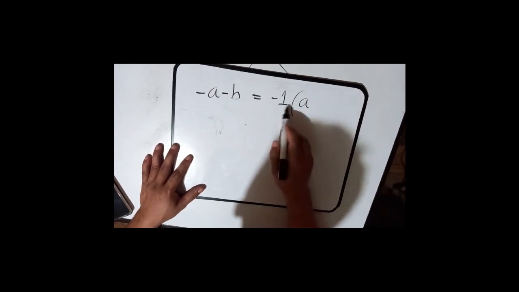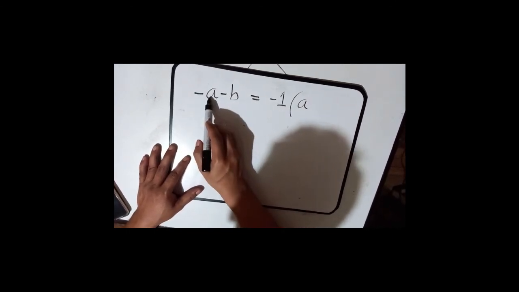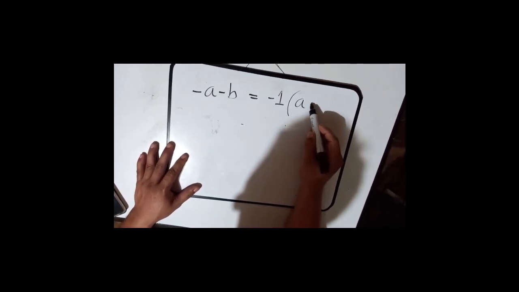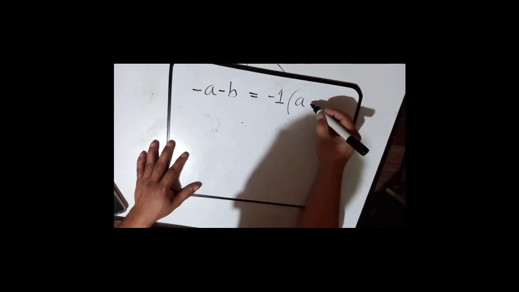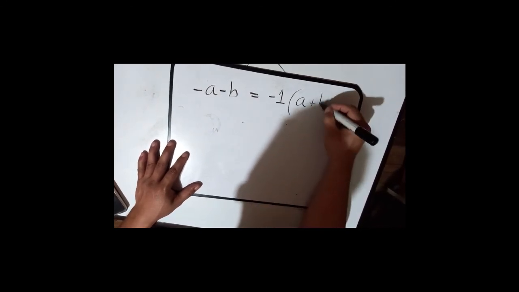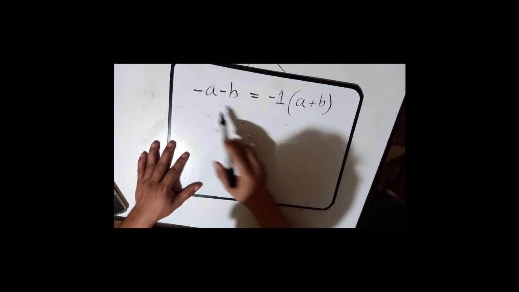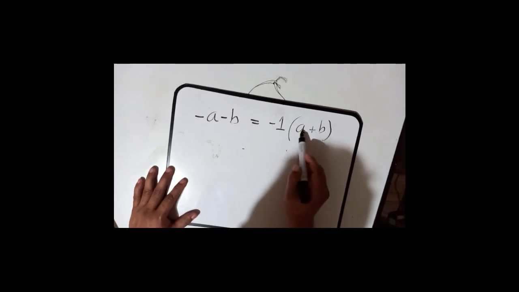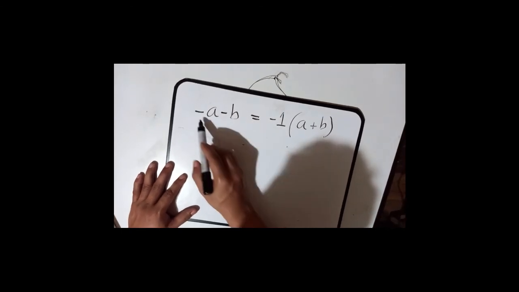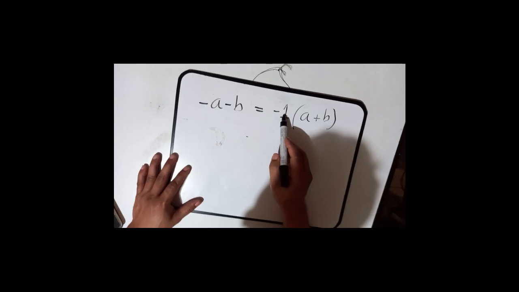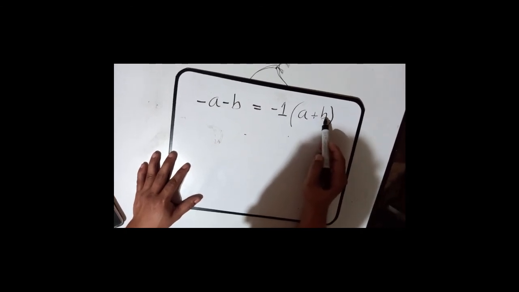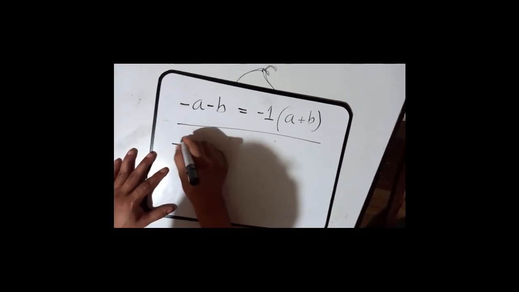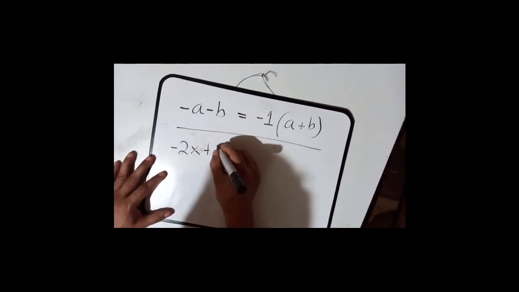Negative 1 times a will give us negative a. And what sign should we use here so that we'll be able to get negative? So we'll use positive here and then b. So that is now the factor of negative a minus b. So let's examine. Negative 1 times a will give us negative a. Negative 1 times positive b will give us negative b. So there you go. Another example, let's say 2x plus 5y.